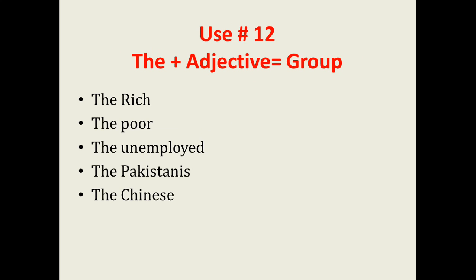And the last use is the plus adjective equals group. It means that if you use any adjective after the, that means a group. Like if you say the rich, it means the rich people. If you say the poor, it means the poor people. If you say the unemployed, it means the unemployed people, like the government should take care of the unemployed. The Pakistanis, the Chinese. The Chinese are known for their hard work. Here you mean the Chinese people. So if you are using any adjective after the, that means group.